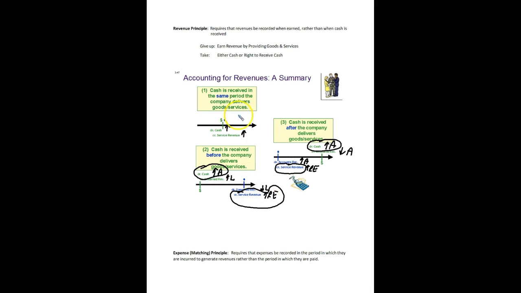So we can see the timing. At the same time, cash first, revenue later. Or the opposite, revenue can be earned first, cash collected later. So we have these three timing differences.